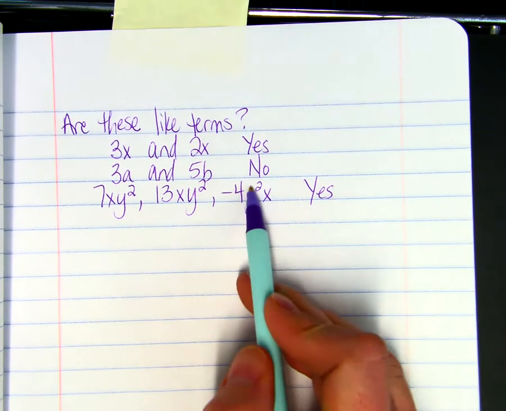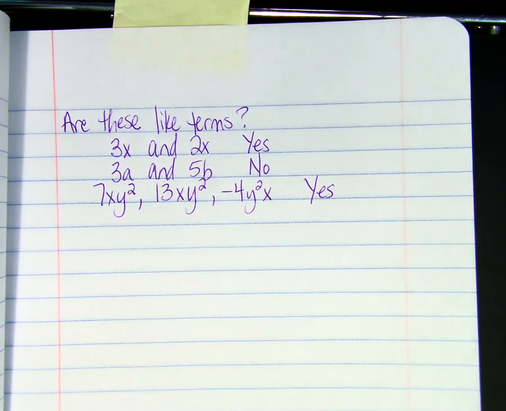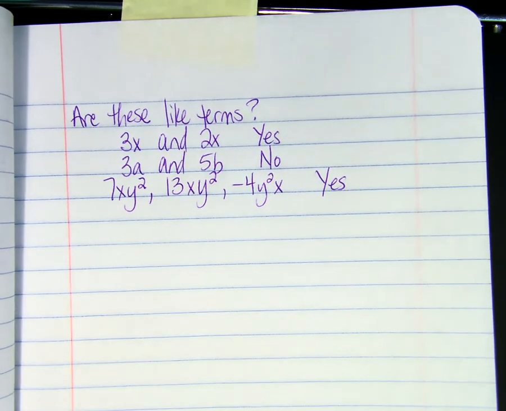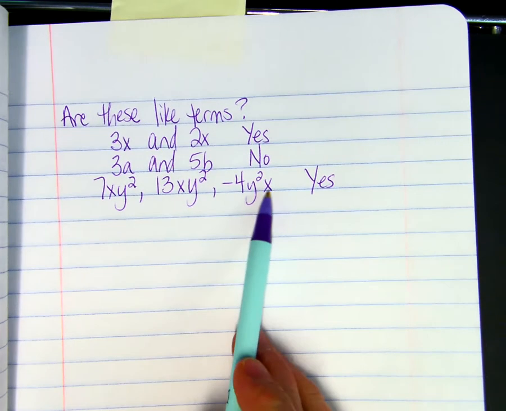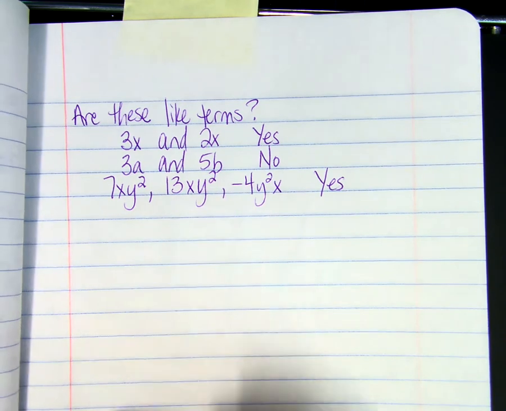So notice that the order is different, but in multiplication we have what's called the commutative property, and order doesn't matter. So you can always just switch those and say, oh, well, yeah, that's an xy squared, same as these.